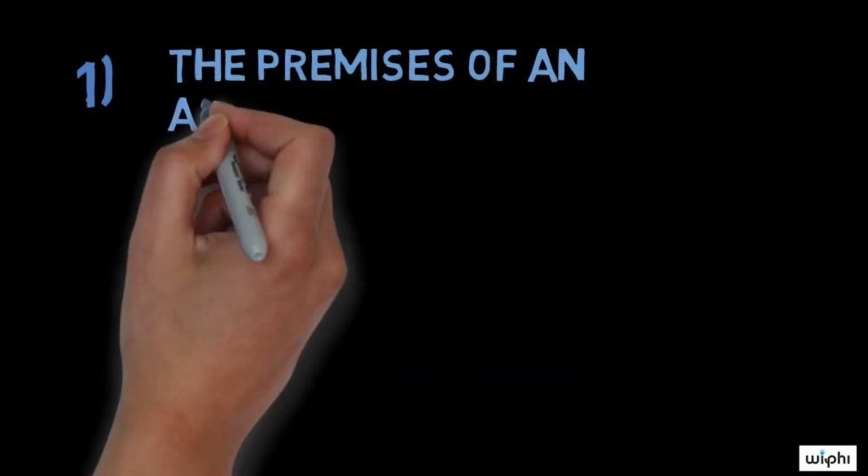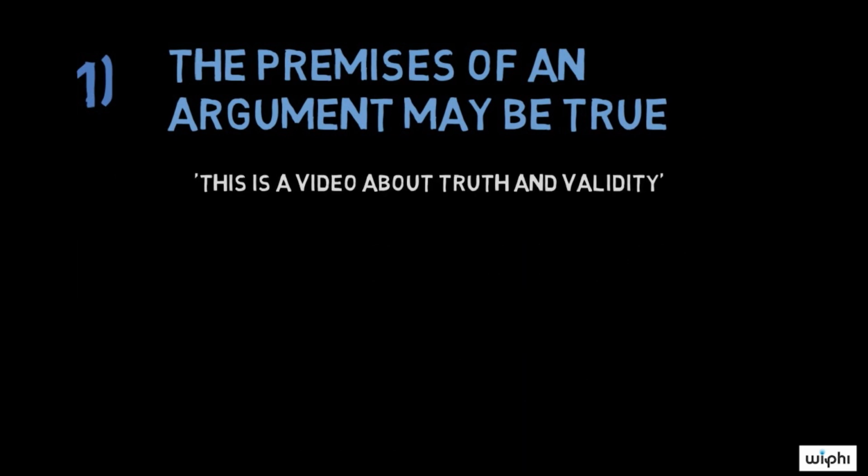The first is this: the premises of an argument may be true. That is, they may be in agreement with the facts. In philosophy, truth and falsity are held to be properties of statements, but not arguments.